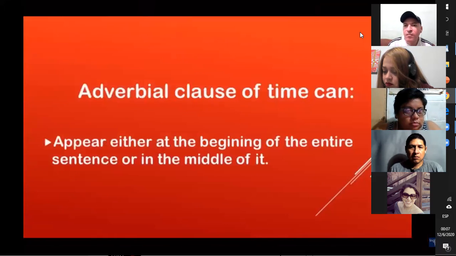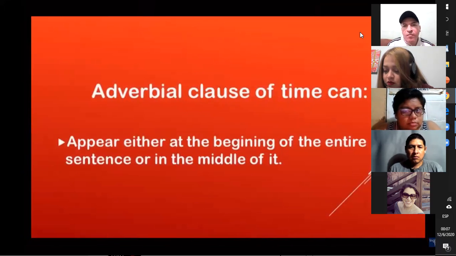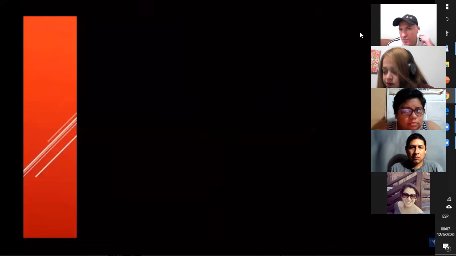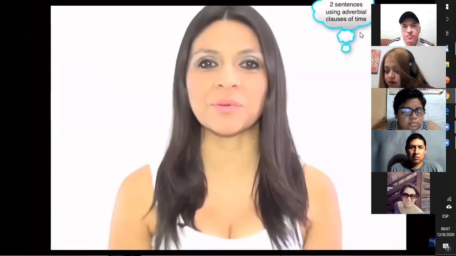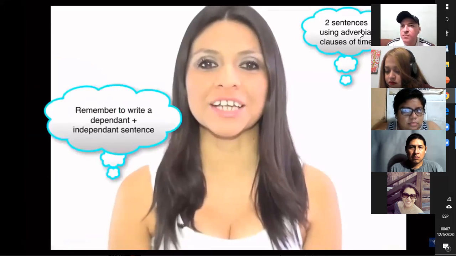Before we go, it is important for you to know that an adverbial clause of time can appear either at the beginning of the entire sentence or in the middle of it. It is okay to say, since they got married, they have traveled around the world, or they have traveled around the world since they got married. The only difference is the use of a comma if the subordinating conjunction begins the sentence. Can you give us now two examples? Do so in our discussion box.